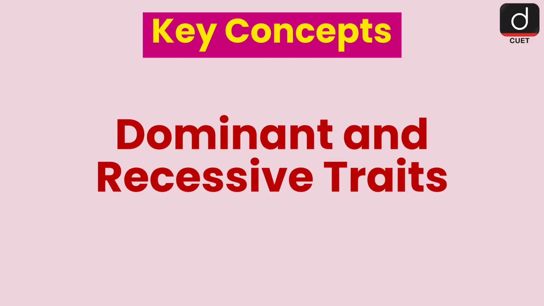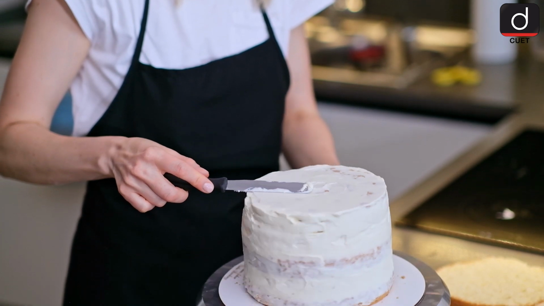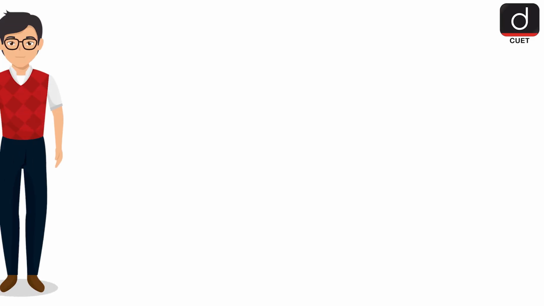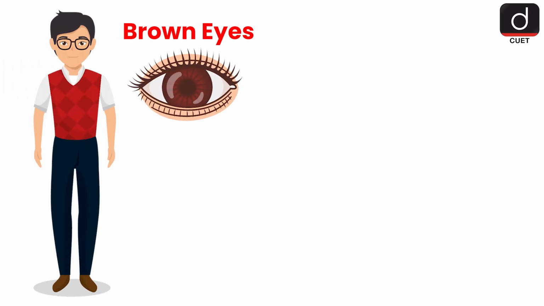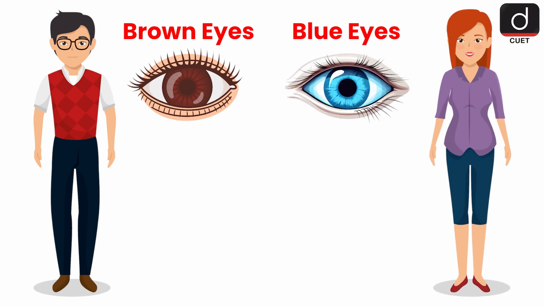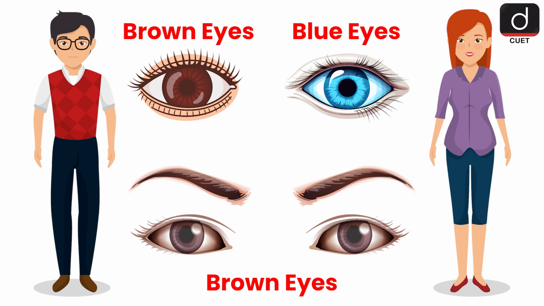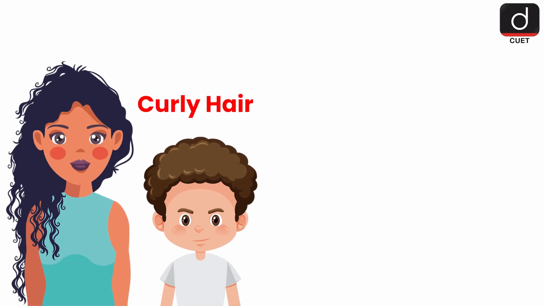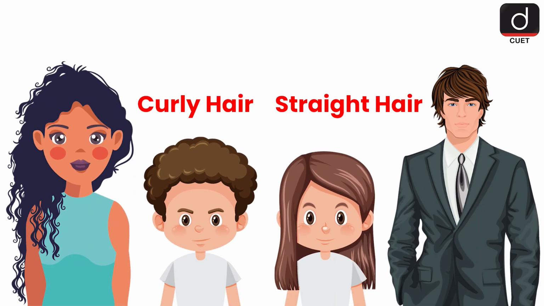Dominant and recessive traits. Some recipes are more powerful than others. For example, if one parent passes down the recipe for brown eyes, a dominant trait, and the other passes down the recipe for blue eyes, a recessive trait, you will likely end up with brown eyes because the brown eye recipe is stronger. Example, let's say you inherited curly hair from your mom and straight hair from your dad.